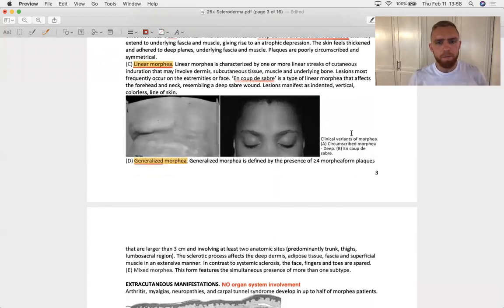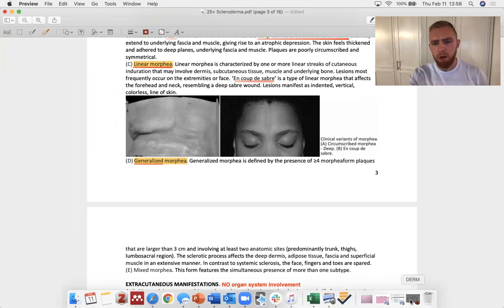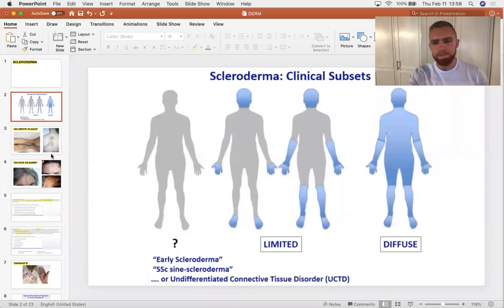One type of, I suppose, common morphea is called linear morphea, that you often observe on the face. Now, let's take a look at a few pictures.